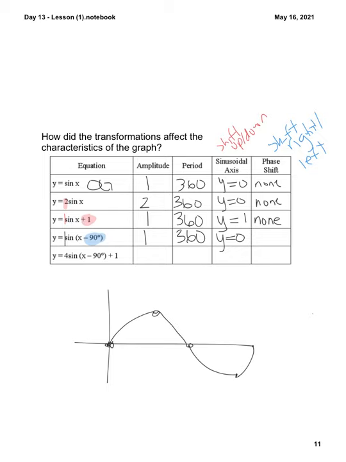But this time, we see this minus 90 in brackets, and so we know that this is 90 degrees to the right. It's always opposite. Minus 90 means to the right.